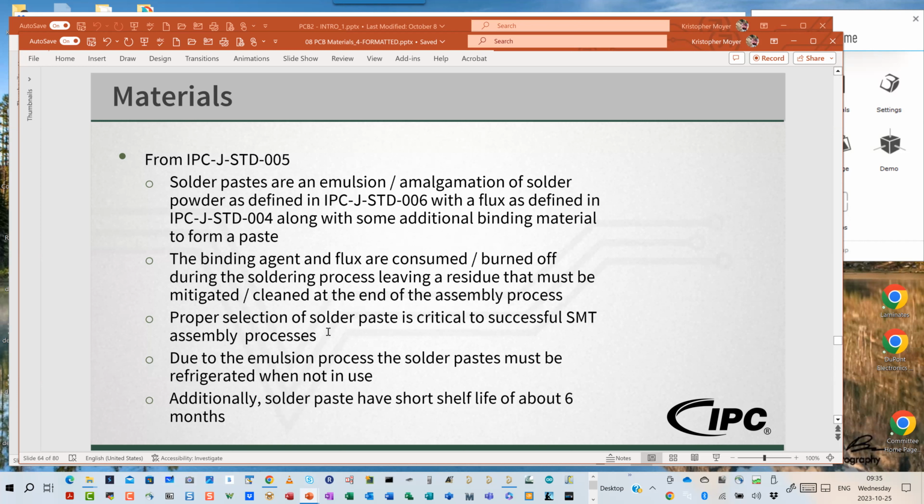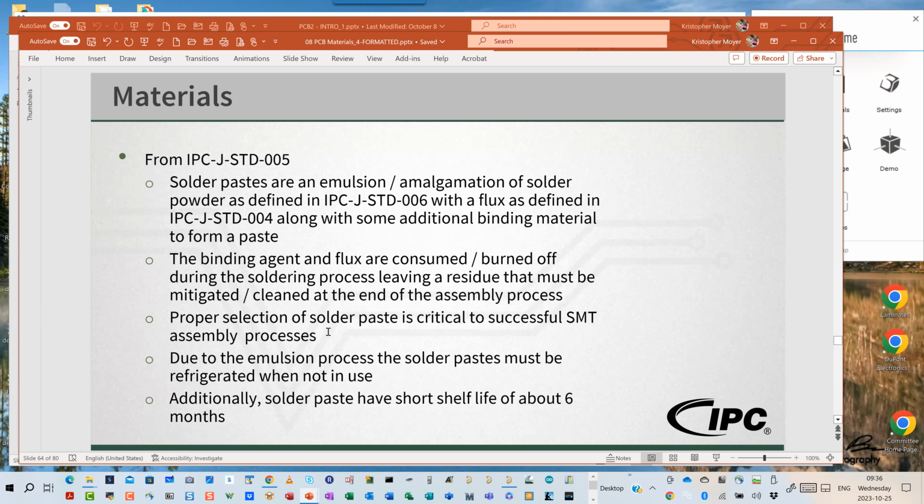And additionally, solder pastes also have a short shelf life. Unlike bar solder or wire solders, I've got a spool of wire solder in my electronics kit, 30-something years old now. I had it when I was in my 20s. Yep, a little over 30 years old. Got it in my early 20s when I first started going to electronics school. And that still works to this day. I can still solder with it, no problem. However, solder paste, because of this emulsion processing, typically has about a 6-month shelf life.